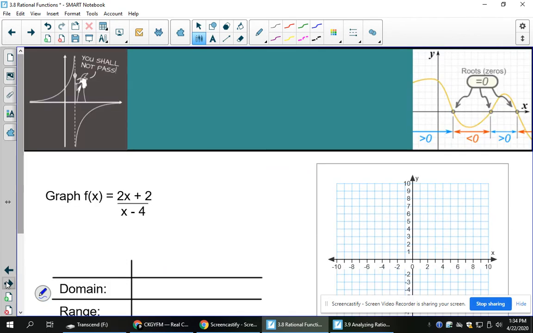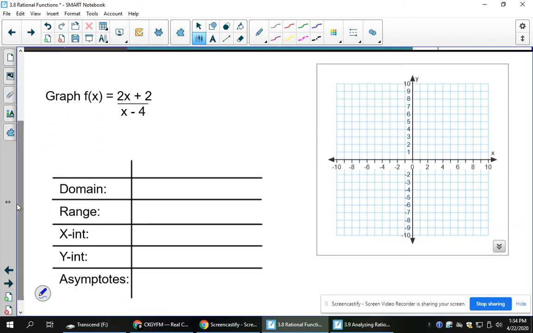Let's try another one. First thing I'd like you to do in this question is tell me the vertical asymptote and the horizontal asymptote. Try pausing the video, looking back, and seeing if you can find those on your own. My vertical asymptote is my NPV. In this question, x cannot equal 4, switching the sign. So that's going to be x equals 4 for my vertical asymptote, which lives on the graph right here.